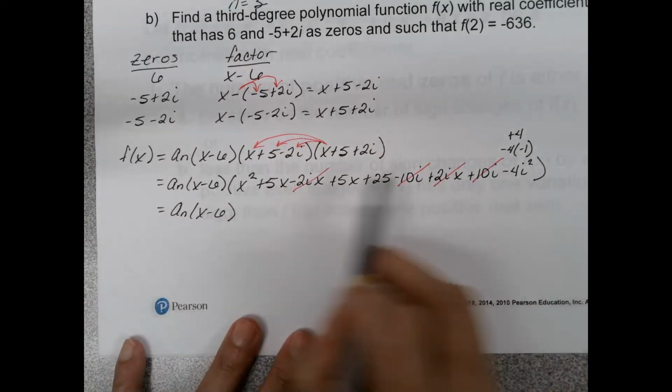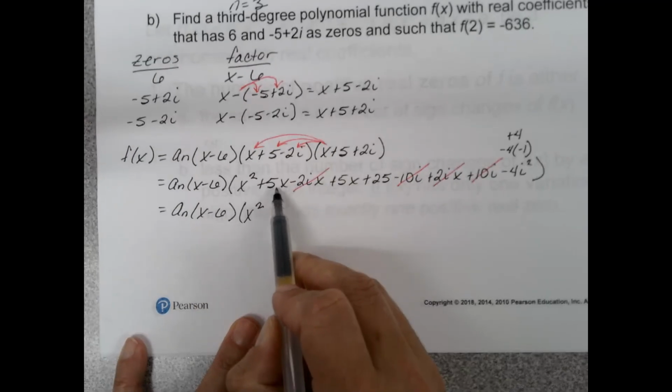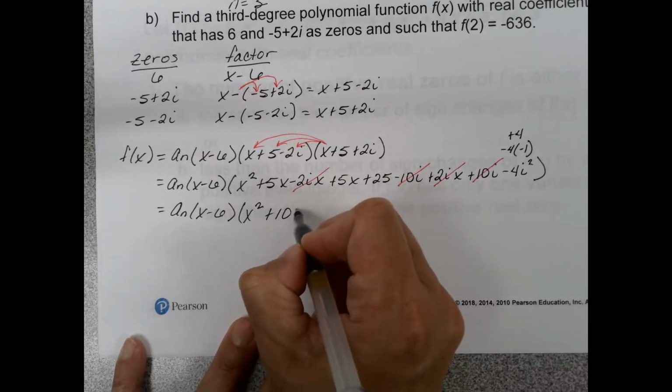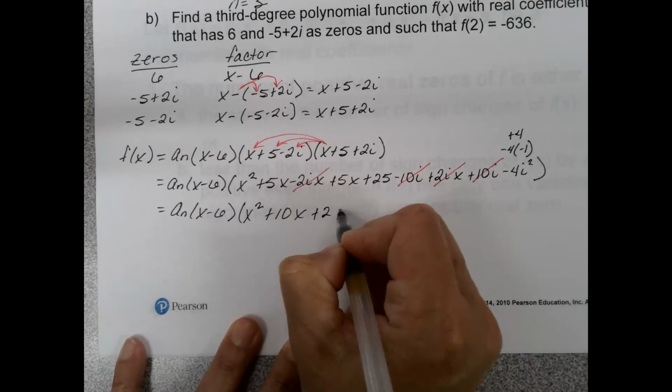Now then we can combine like terms. I have x squared. I have 5x's plus 5x's, that's 10x's. And I have 25 plus 4, so I get 29.